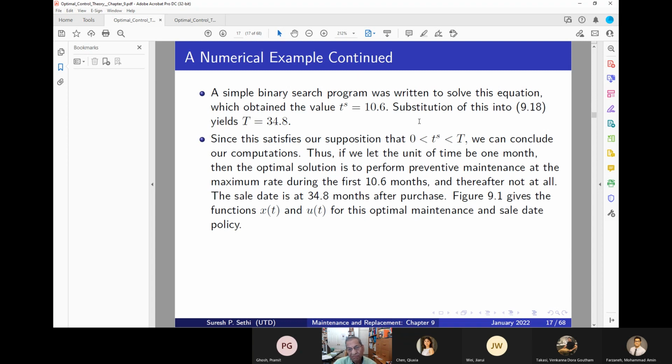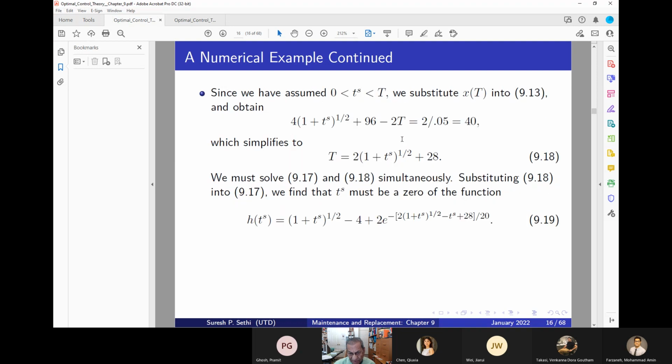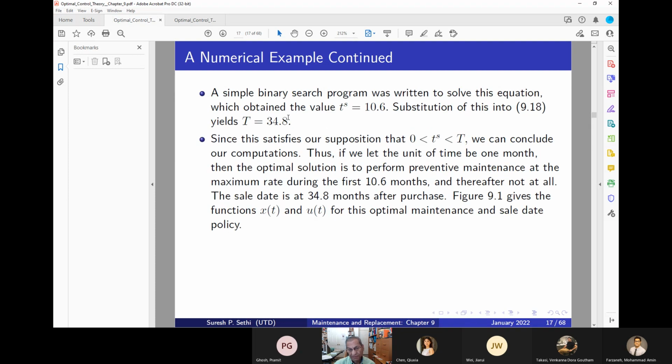This was done a long time ago, in the late 60s. So they probably didn't use Mathematica or anything. Anyway, Thompson used a search program and found Ts to be 10.66. So that equation gets solved for 10.66. Then you put 10.66 here and you find T to be 30.4.